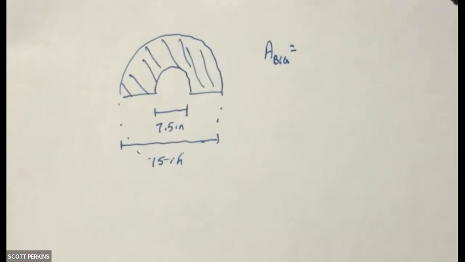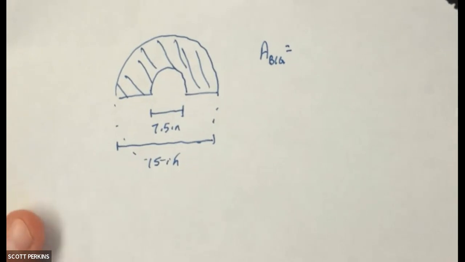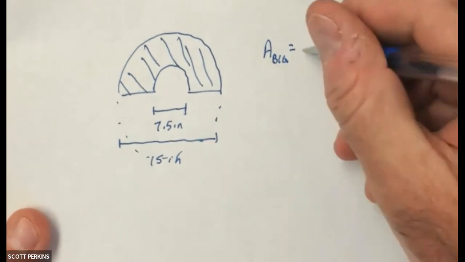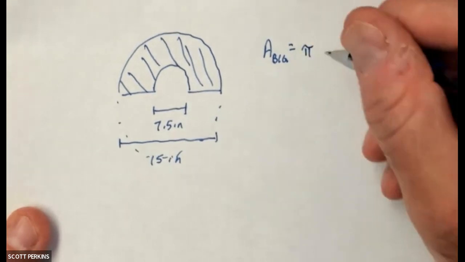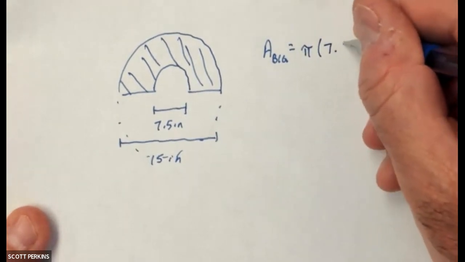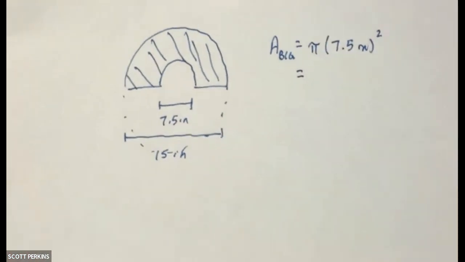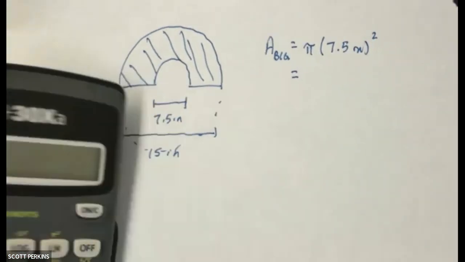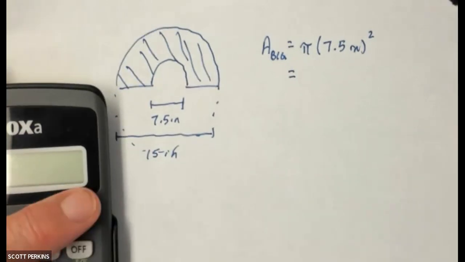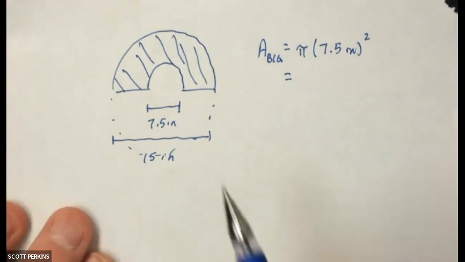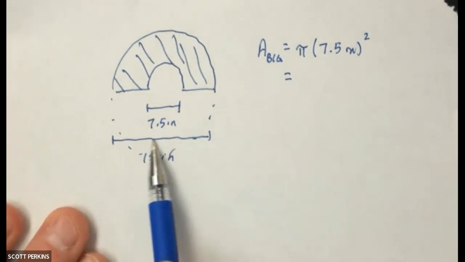Well, again, since you've stayed and you want to review, what's the area of a circle? It's pi times the radius squared. So the big circle is pi times 7.5 inches squared. So I throw that into the calculator. I'm doing the bigger circle. So the bigger circle is a 15-inch.